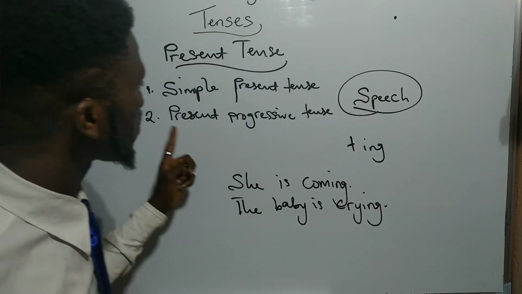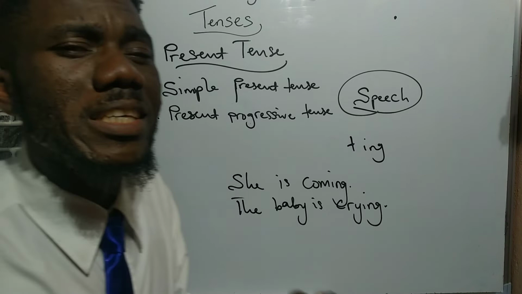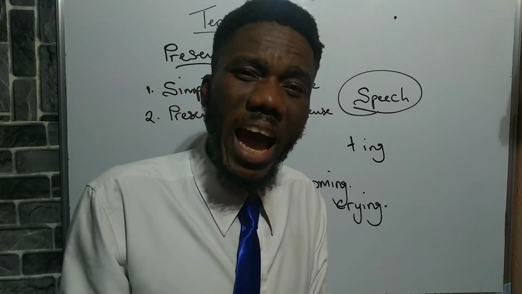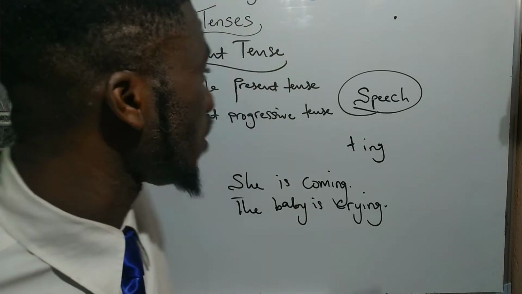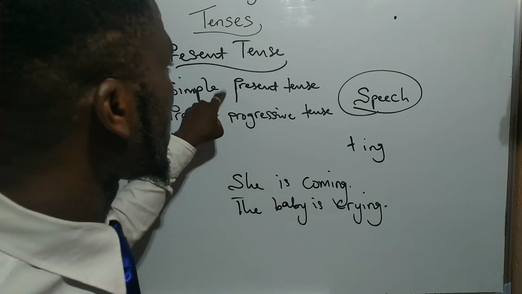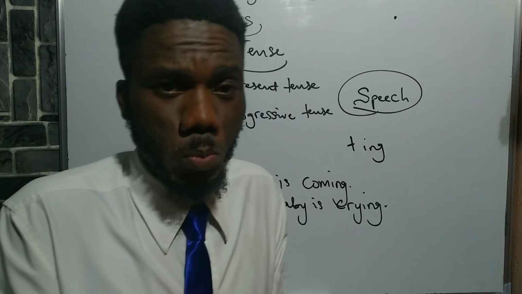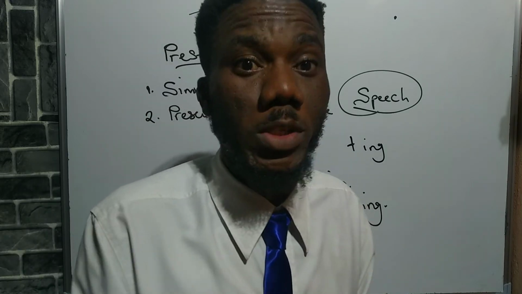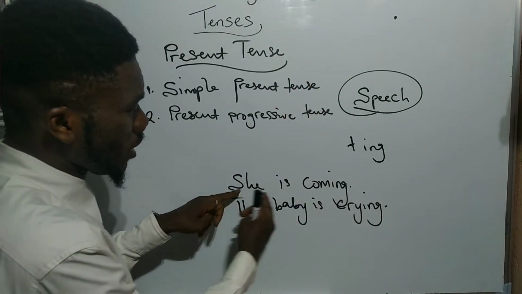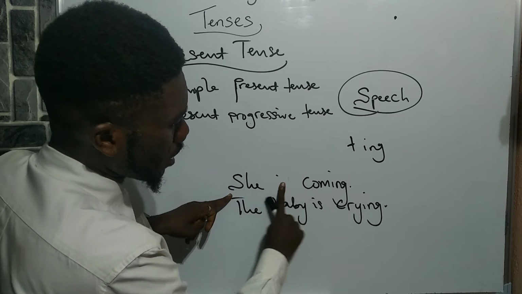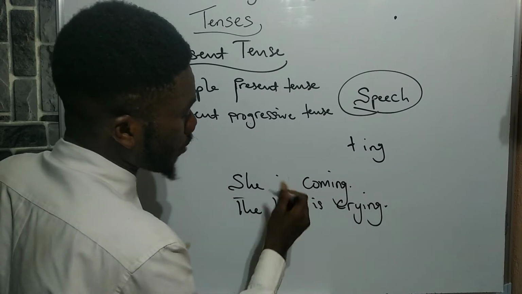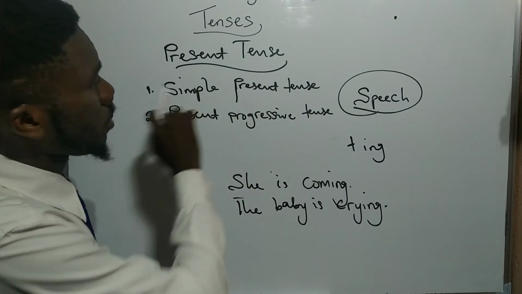Now, if you talk about present progressive tense, it is an action that is happening at the same time with the speech. It is different from what you have here. For the simple present tense, you are talking about an action that always happens. It must not be happening at that time you are speaking, but it always comes. Now, if we were to change this, we'll remove this, and this becomes comes. And then you have she comes. It becomes simple present tense.